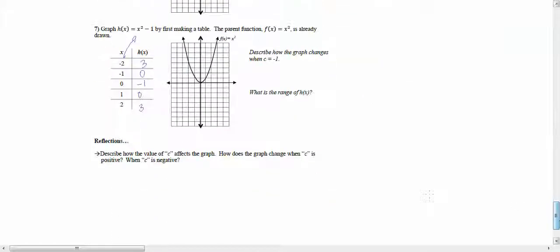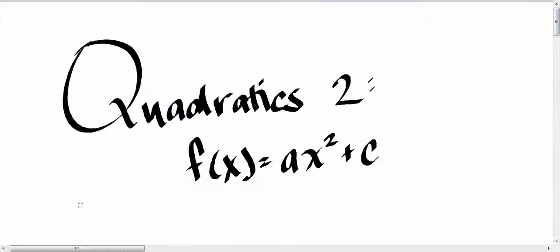Describe how the C value affects the graph, and how does the graph change when C is positive, when C is negative. If C is positive, it pushes it up. If C is negative, it pulls it down. That's simply it. Alright, let's go to the next part right here.